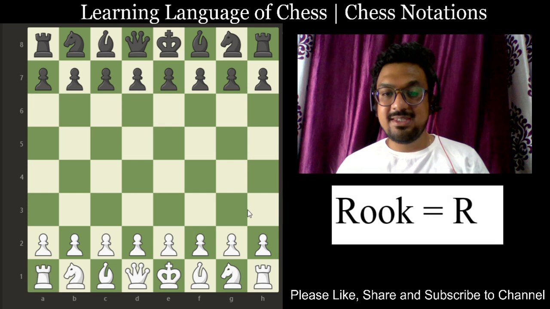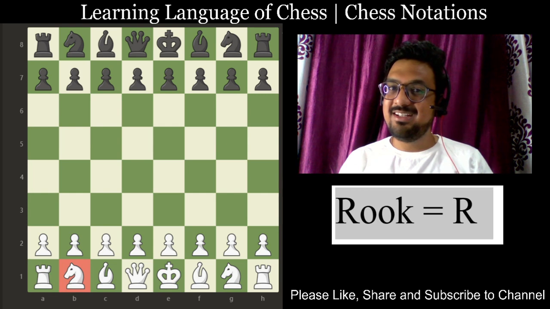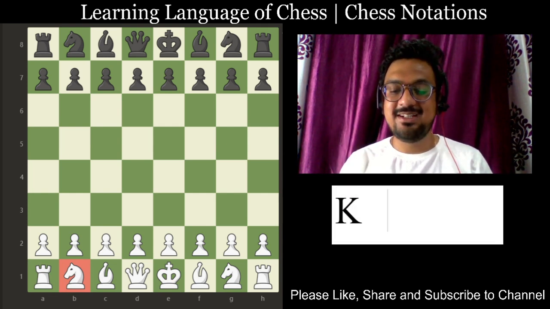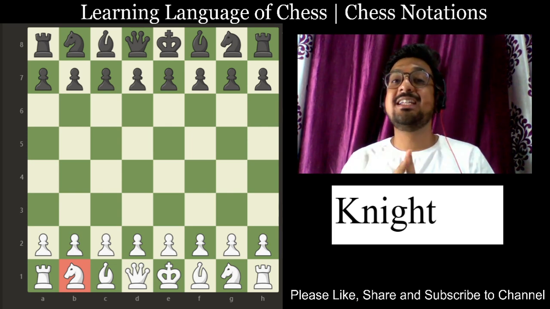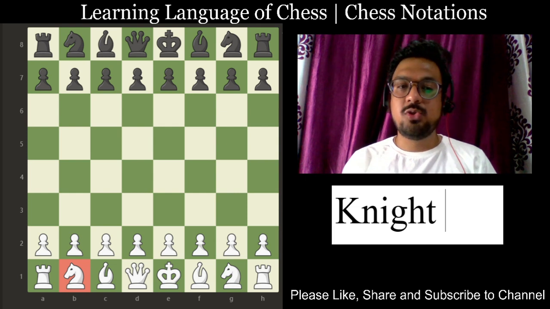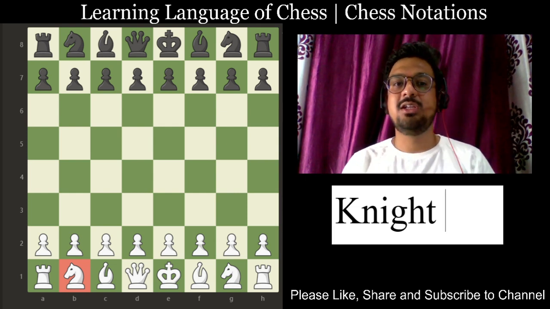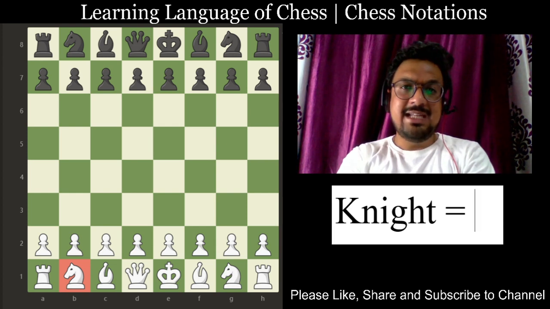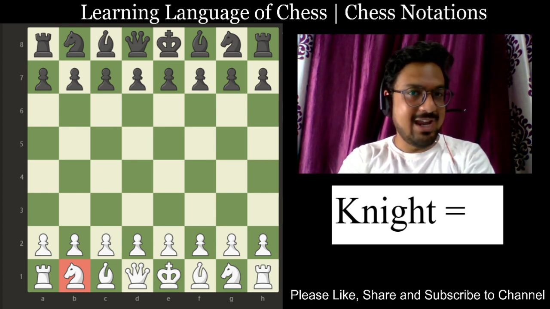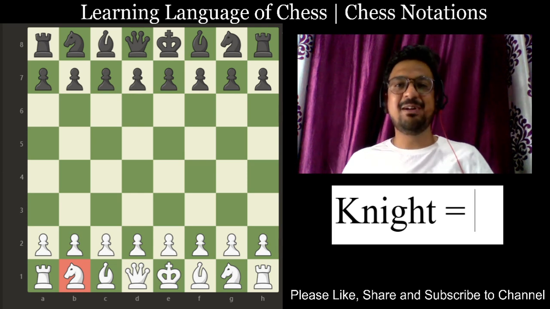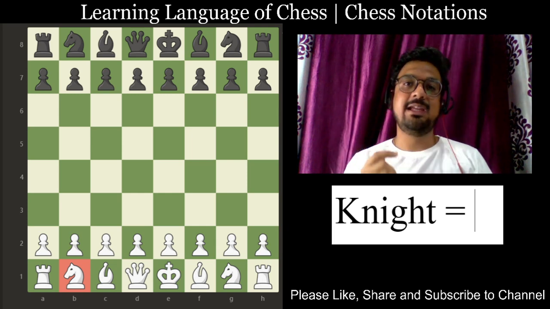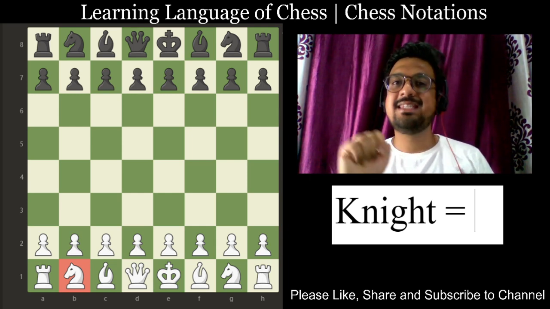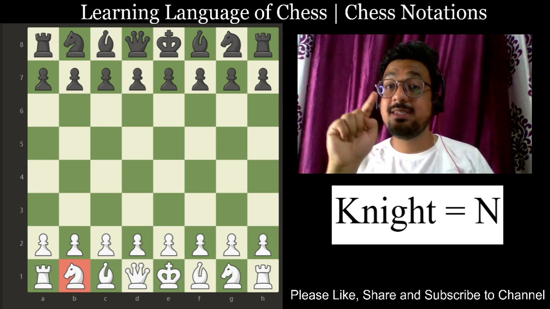And now comes our last piece, which is knight. Knight is not written as Night, but it is written as Knight, because it is not the night where you sleep. It is the knight who fights. Okay, so knight is written as Knight. But can we call it K? No, right? Why? Yes, perfect. Because the king has already taken that name and it is written as K. So a knight cannot be written as K, and that is the reason why it is written as N.